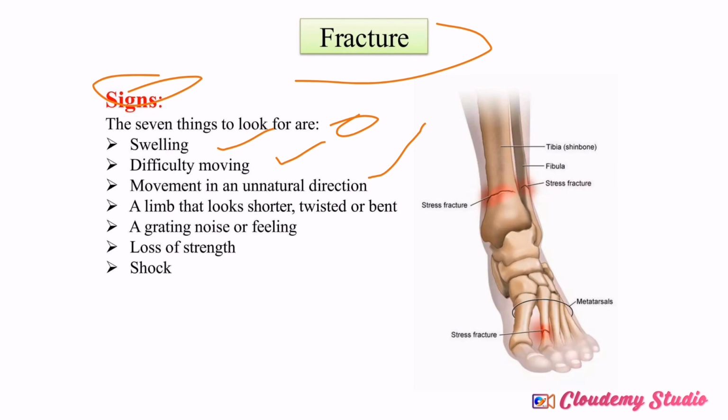Then point number 4: a limb that looks shorter, twisted, or bent. These are signs that you can tell that this person has a fracture. Okay, are we together? So let's move.